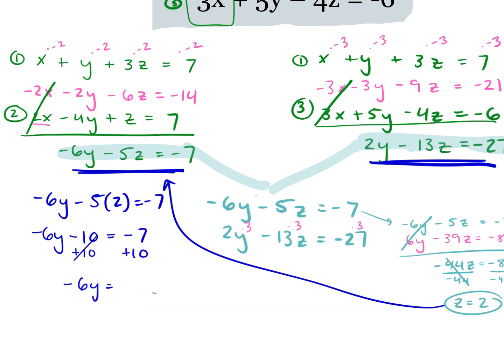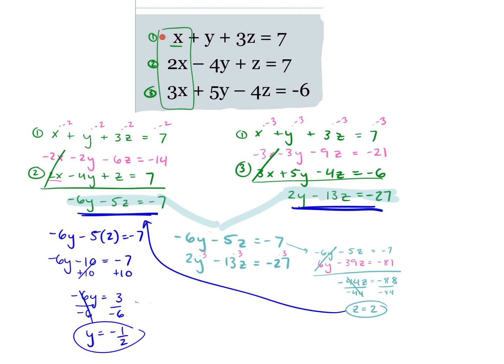Negative 6y is equal to 3. Divide by negative 6. So y equals what? Negative 1/2. Perfect. What should we do next?